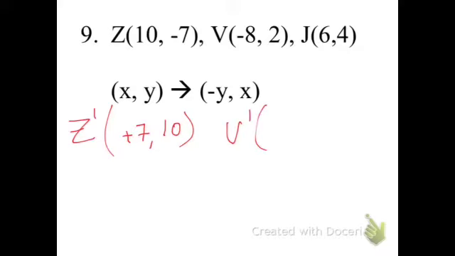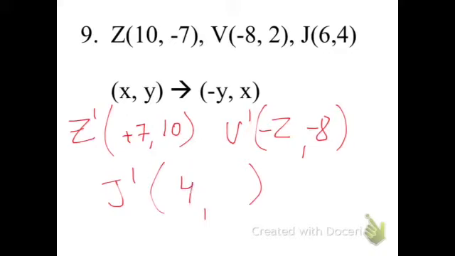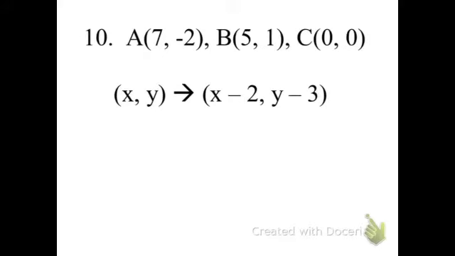V prime comes from V, which is at negative 8, 2. Switch the order, and switch the sign on the first one, just like it says there. And J prime comes from J, which is at 6, 4. Switch the order and switch the sign on the first one, just like the directions say. And so we got negative 4, 6 for J. And moving on to 10, which is the last one.